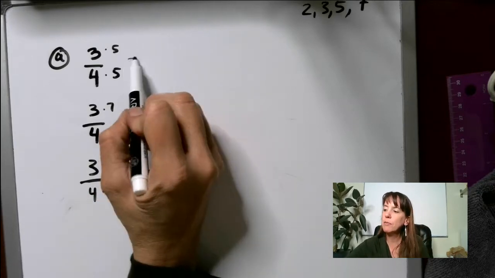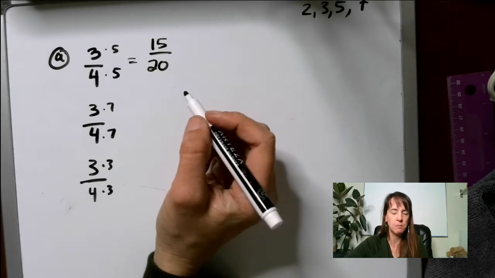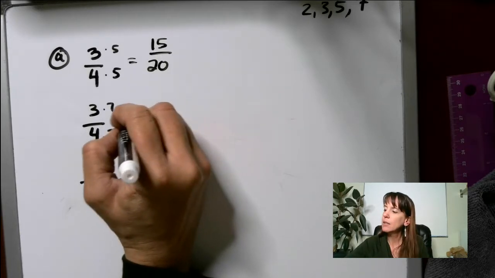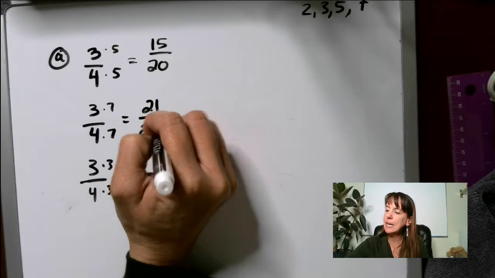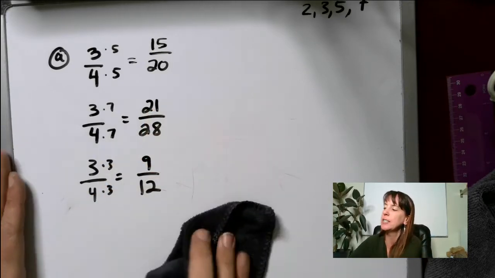3 over 3. So if we do that, we get 15 over 20. Like I said, if you don't know your multiplication tables, you're going to want to. This is 21 over 28. This is 9 over 12. Those are our equivalent fractions.